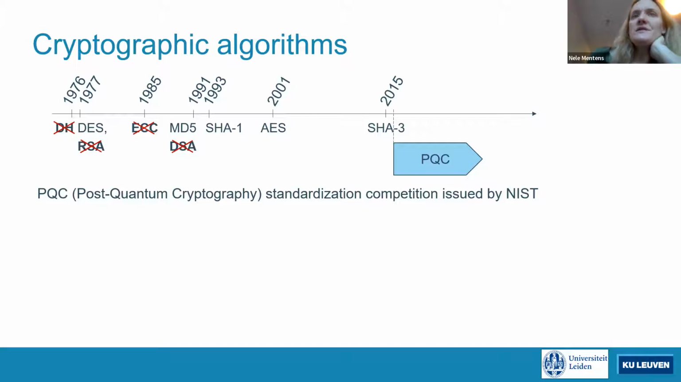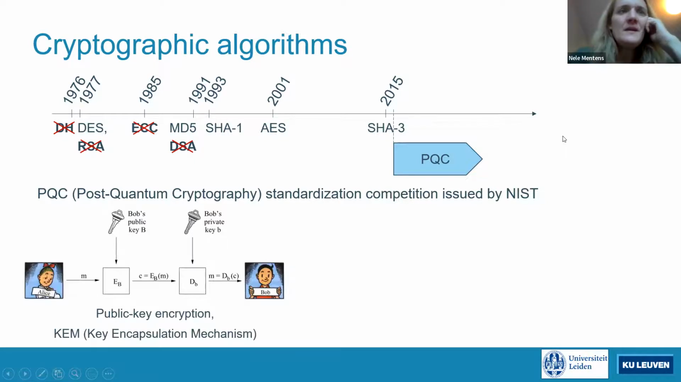Researchers are in search of novel algorithms that do not rely on these underlying security features. So there is the PQC, or Post-Quantum Cryptography Standardization Competition, that was issued by the National Institute of Standards and Technology. This competition was issued in 2016. There are two types of algorithms that the competition is searching for.